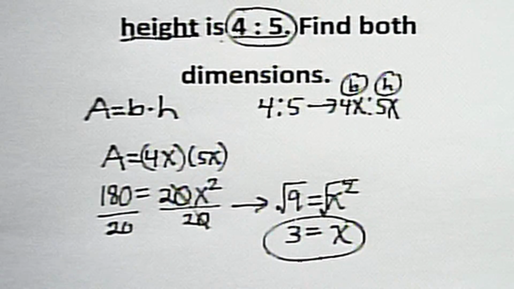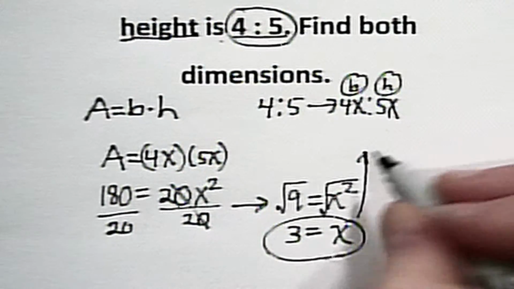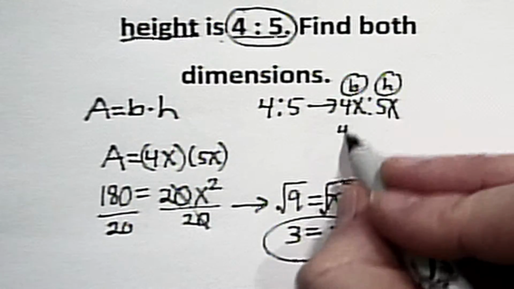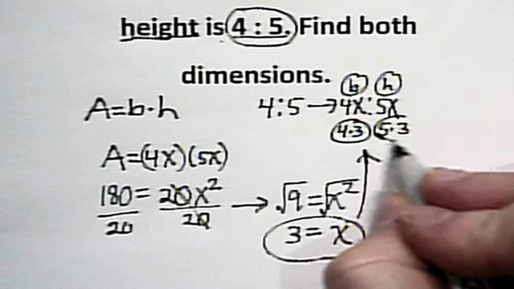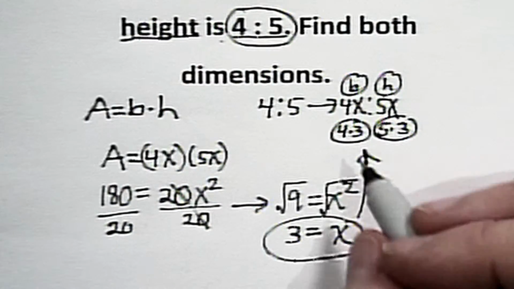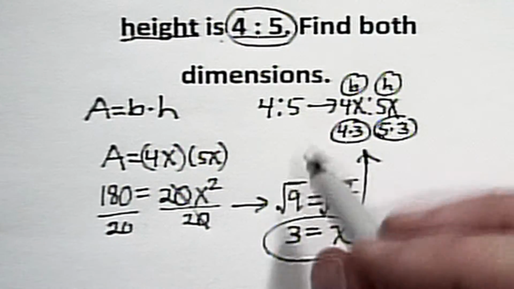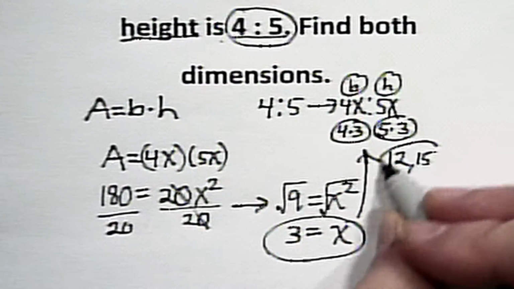You say, well, is that the answer? Is the answer 3 and something? No. The answer is going to be right back up here. Let's go right up here, and let's put 4 times 3, and let's put 5 times 3 right there, because we're going to multiply, and we'll get the numbers we're looking for. Folks, your values look to be 12 and 15. 12 and 15. So which is which?